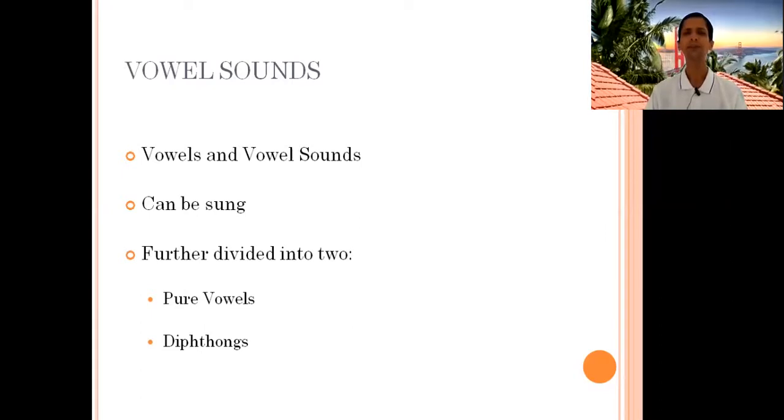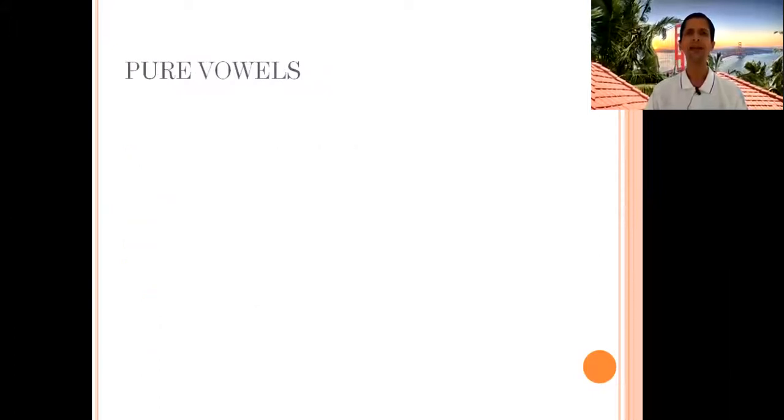Pure vowels and diphthongs are both basically vowels. The only difference is that pure vowels have a single vowel sound, whereas diphthongs are a combination of two vowel sounds. Let us look at the pure vowel sounds in English.